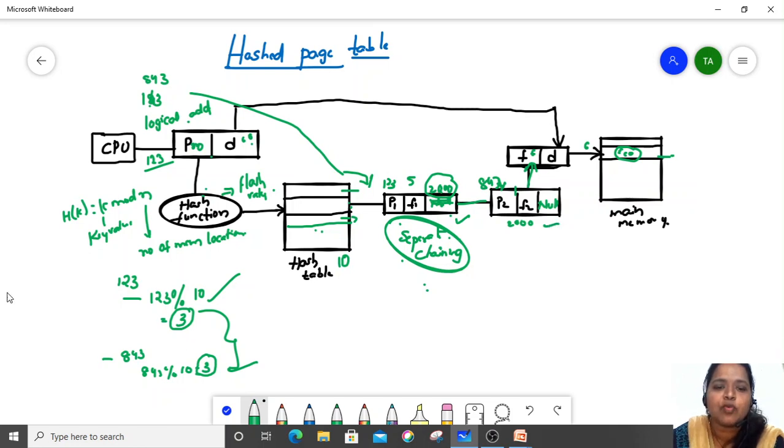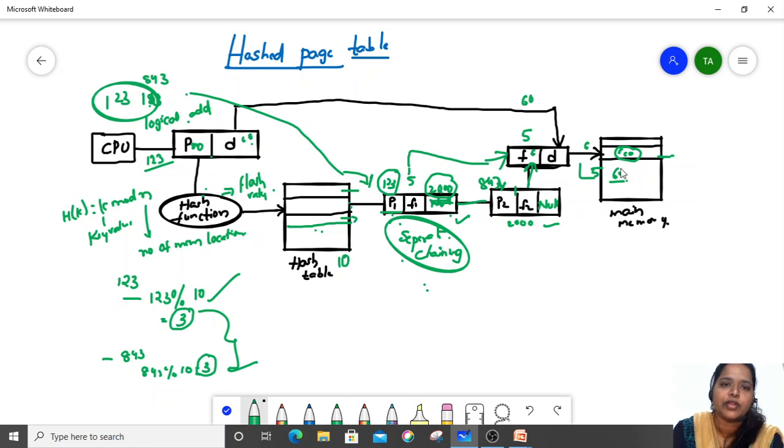Suppose the CPU generated address 123. This 123 is checked with the first link, and 123 is the same. Which frame is it stored in? Some 5th frame, so this frame number is given. With the 60th location displacement, we go to the 5th frame, 60th location. Like this we have the hashed page table.